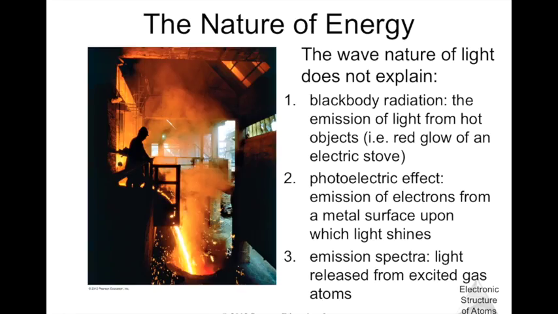The problem with this is the wave nature of light does not explain a couple of phenomena that we see in nature. The first one, black body radiation, is the emission of light from hot objects that glow, and the hotter they are, the different colors they glow, so you talk about red hot versus white hot. The photoelectric effect is where electrons are emitted from a metal surface when certain wavelengths of light are shined upon it. And then emission spectra: light released from excited gas atoms doesn't have that nice rainbow spectrum that we saw in the previous slide. Instead, they have much smaller, more discrete spectra.